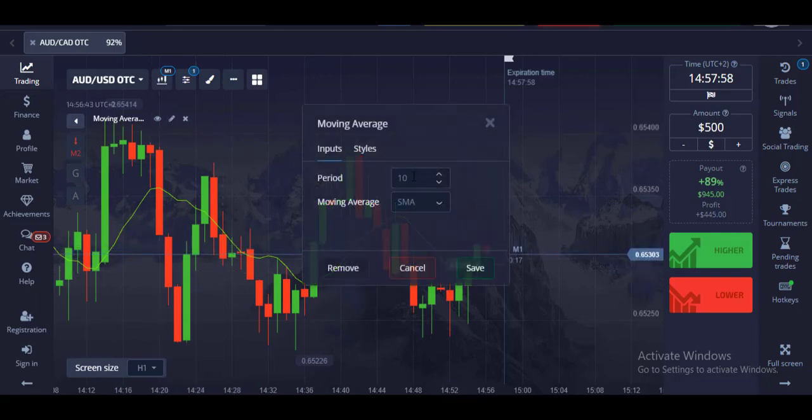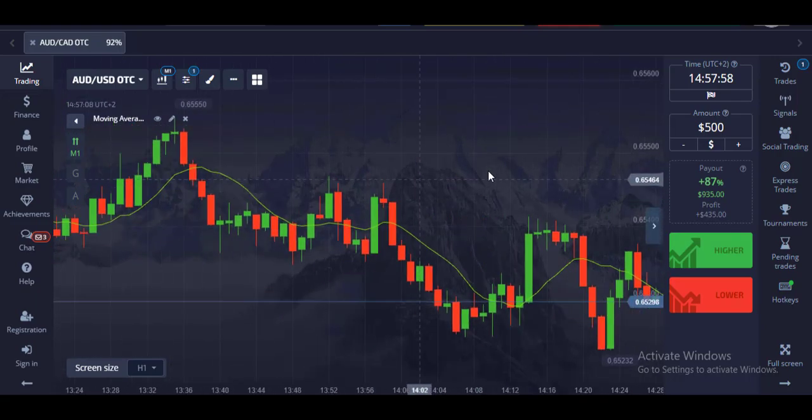So how do you update that? Actually, you just want to keep it at 10 here, and for the moving average, keep it on SMA. Most of the time the default is like that, so you don't need to change it. However, if you want to change it, you can. I put the line in green color. The strategy is like that.